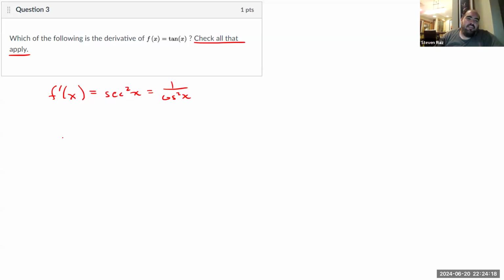So one way I want to illustrate that is through looking at tangent x as this quotient, sine of x over cosine of x. So how do I take the derivative of a function using the quotient rule? What's the derivative of sine of x over cosine of x?